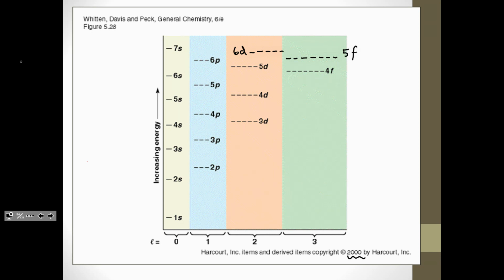But if we look at the axes, on the y-axis we have the principal quantum number n, where we can have values from 1 to 7. And on the x-axis you have the quantum number L, which is the shape of the orbital.